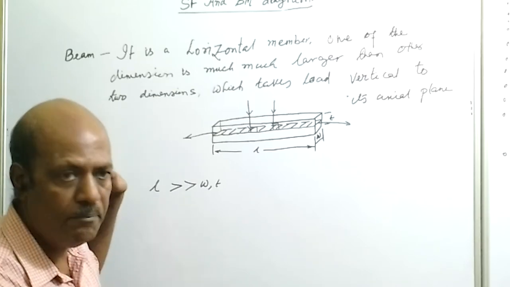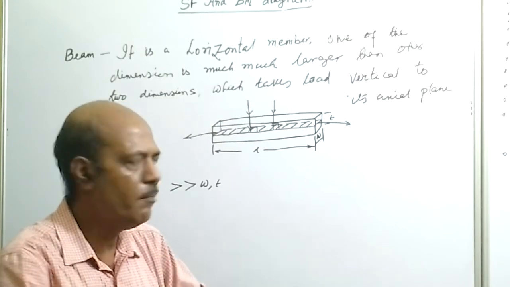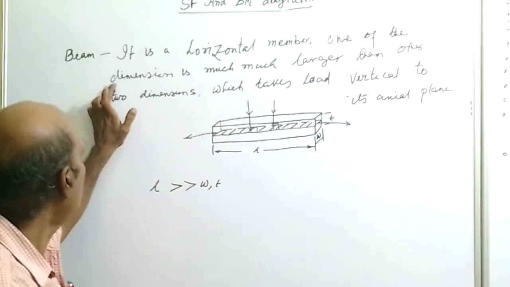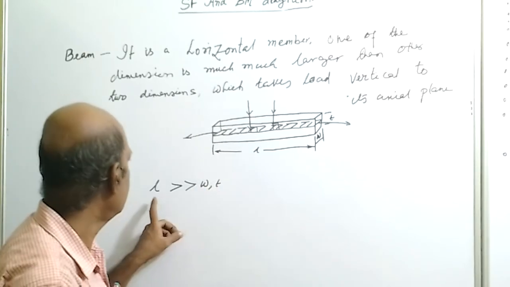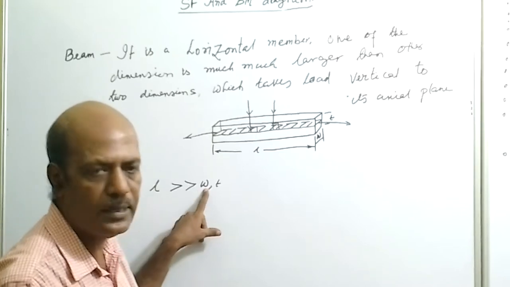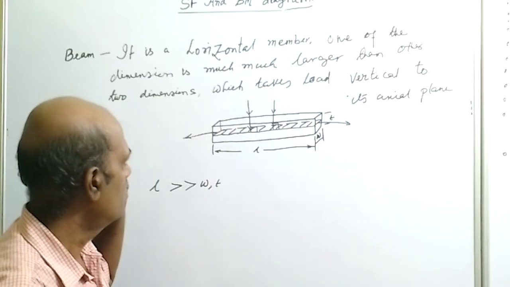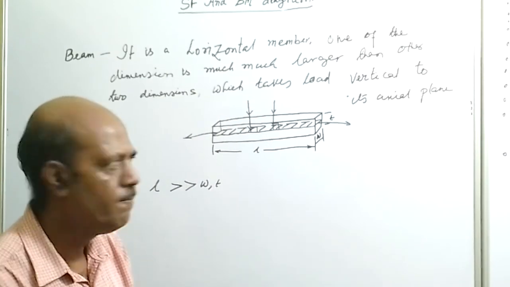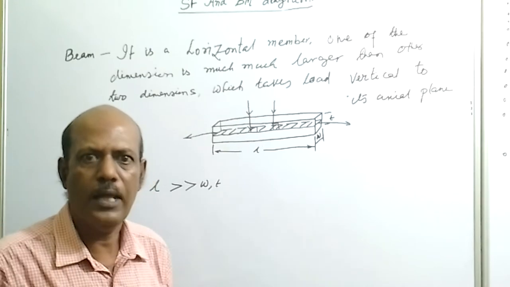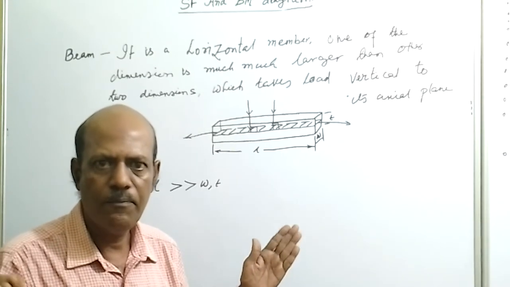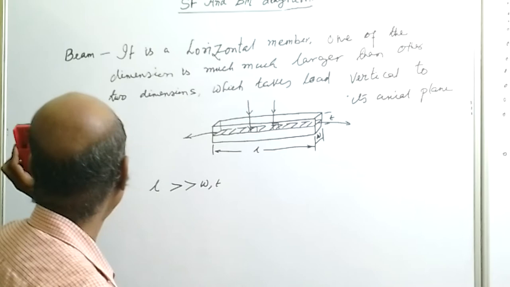So we'll define the beam. A beam is a horizontal member, meaning it is horizontal or parallel to the ground. Number one, horizontal member. Number two, one of the dimensions is much larger than the other two dimensions, that is, in this case L is very large compared to the width and thickness of the member, and it takes loads vertical to its axial plane. The plane which contains the axis of the body is called the axial plane, and all the loads coming over the member are vertical to the axial plane. So this is the definition of beam.